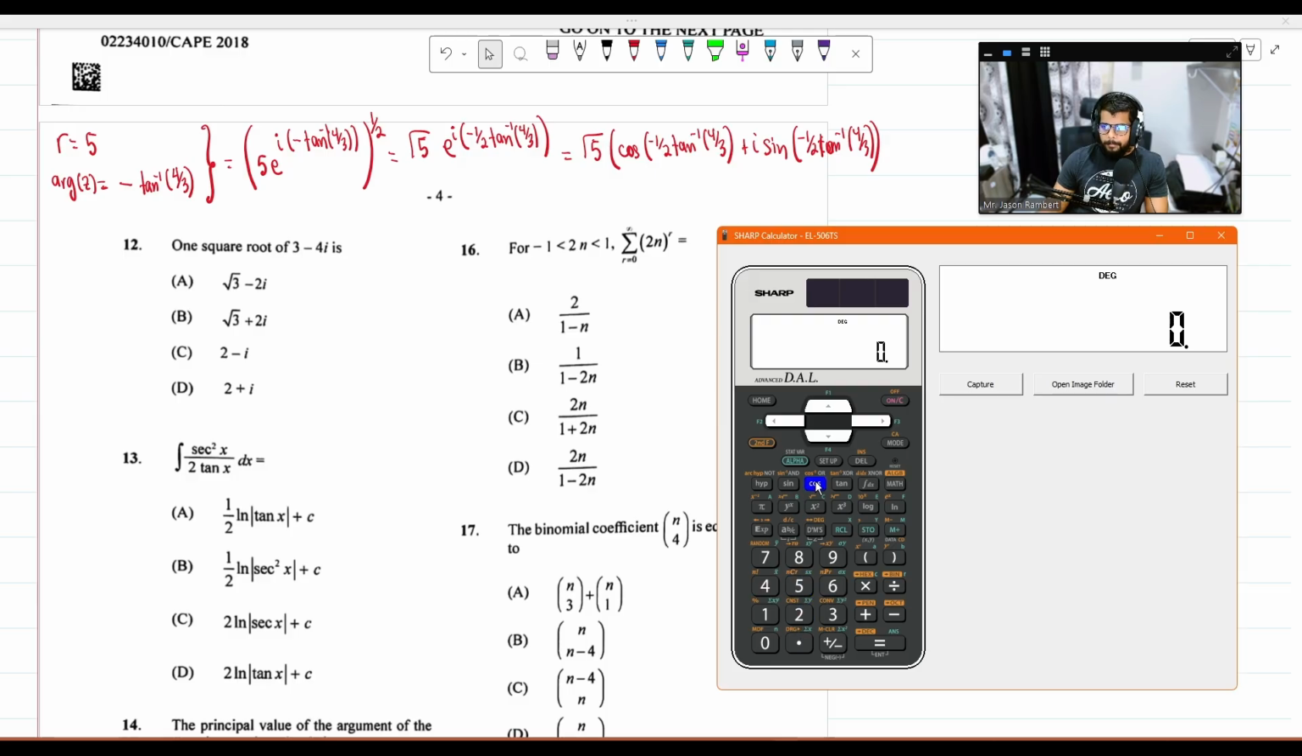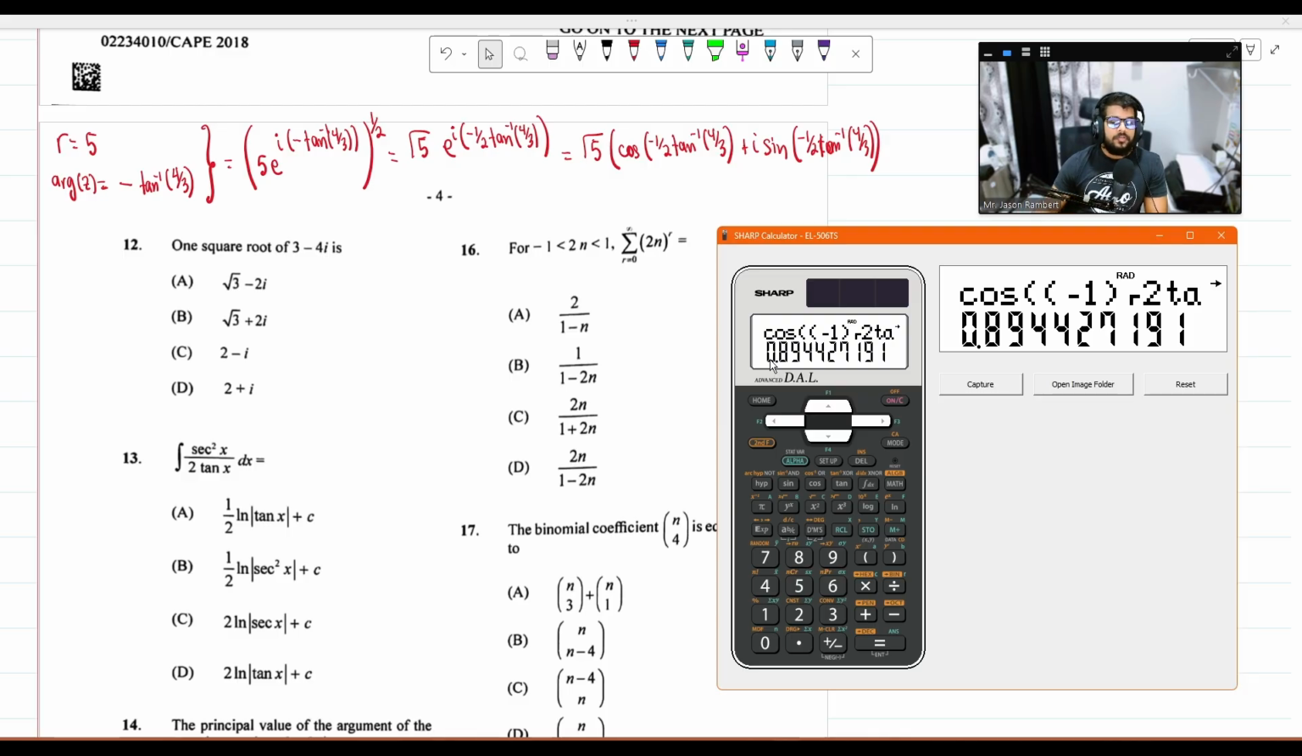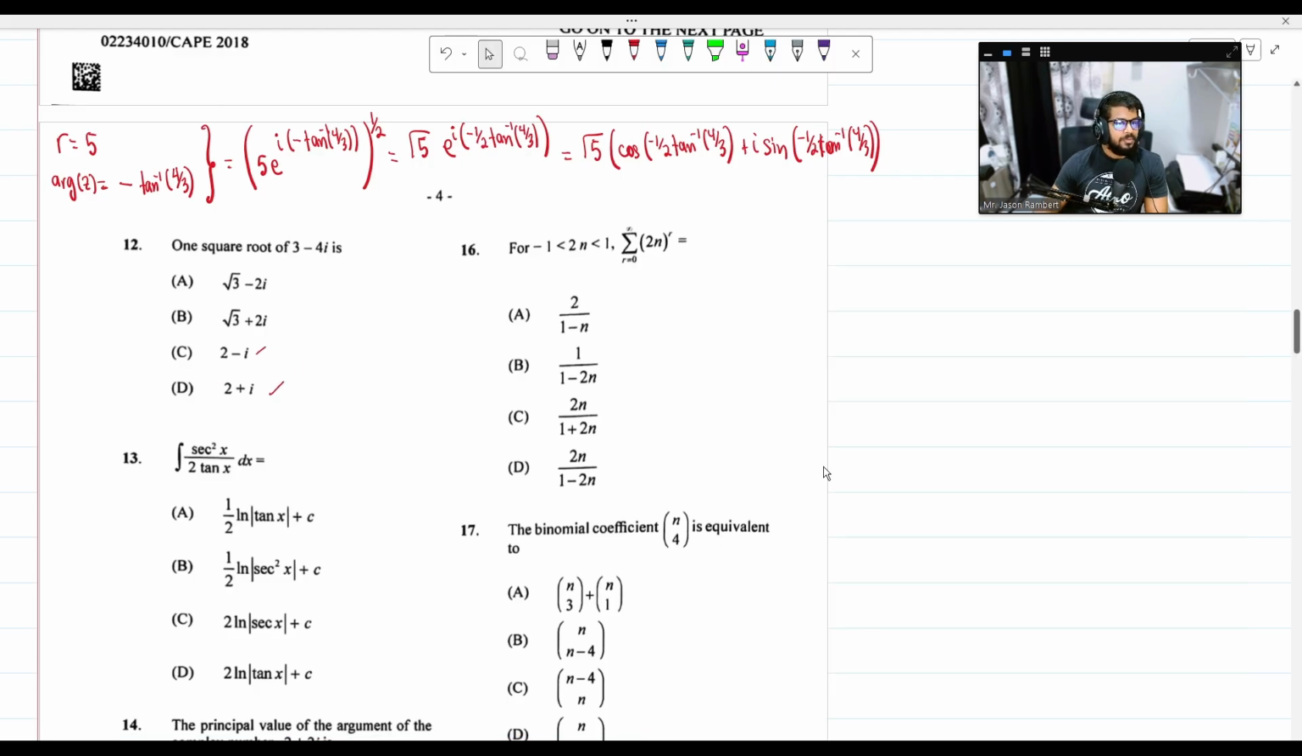Cosine, we're working in radian measure, right? So let's go back into radian. Cosine of minus a half tan inverse of 4 over 3, close brackets, is equal to this. And I had to multiply this by root 5. So this multiplied by root 5 gave me 2. So it's either C or D. Cool?